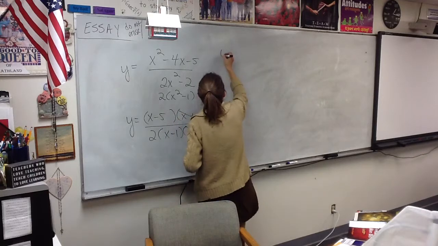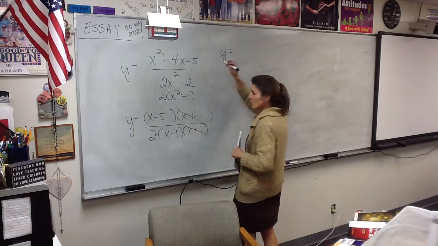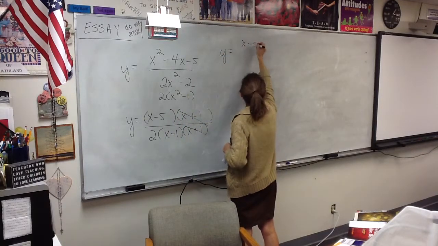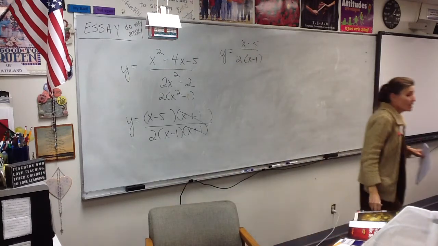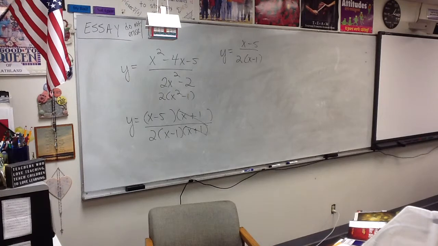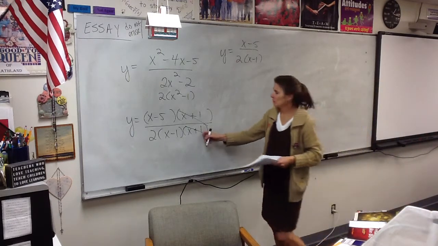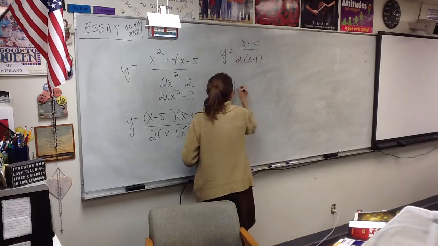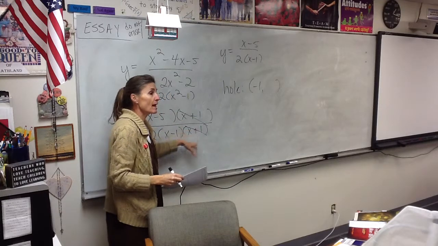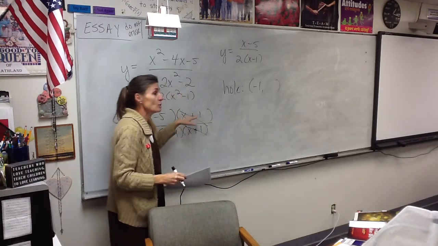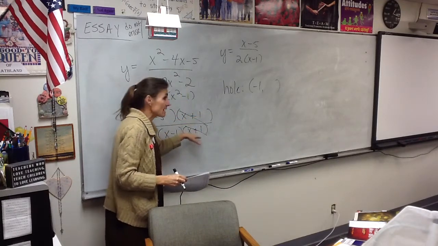So I am going to end up graphing y equals (x minus 5) over 2 times (x minus 1). But before I get into that, I want to pay attention to my canceled thing. So I'm going to have a hole where x equals negative 1. So my hole is where I canceled, and I canceled out x plus 1, which means the hole is at negative 1.